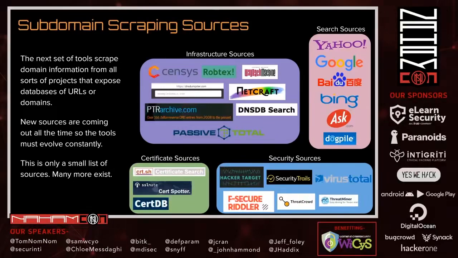And then we have certificate projects like cert.sh and CertSpotter and cert.db. And then we have security sites like HackerTarget and Security Trails and VirusTotal. These are all doing projects related around security. But in the end, they have a lot of URL or domain information in these sites, and they have searches that we can do to look up our domain. So we might not be using these sites for exactly what they're meant to be used for, but we're going to take advantage of all of these sources to try to find subdomains based on, in this case, twitch.tv.